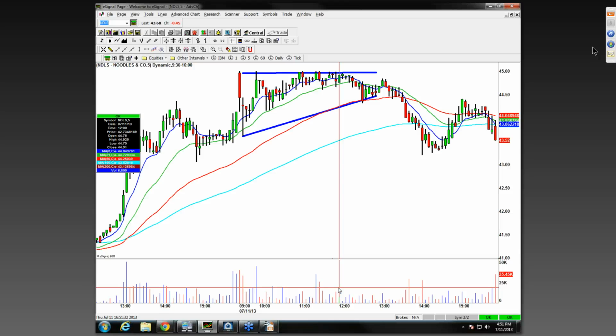And I'll use Noodles as an example today. I saw an ascending wedge. Does everyone see that ascending triangle?